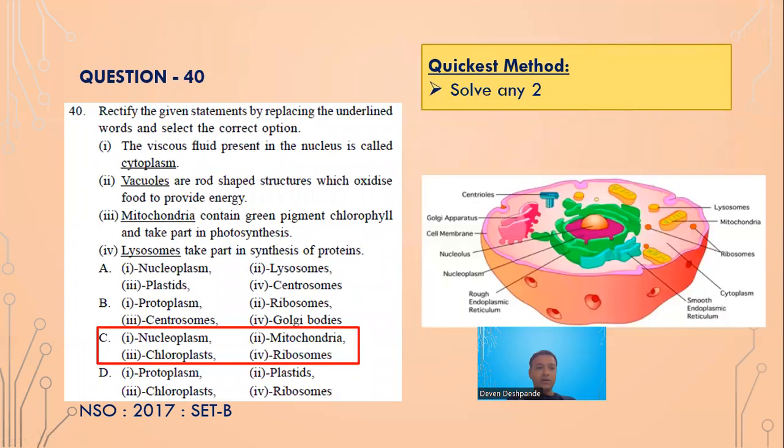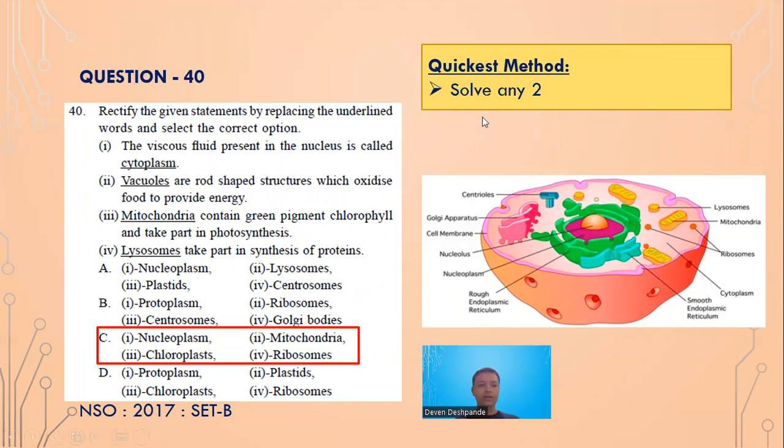Okay, next one. Rectify the given statements by replacing the underlined words and select the correct option. Okay, in such cases, solve only 2, isn't it? The viscous fluid present in the nucleus is called nucleoplasm, isn't it? So this is the nucleus, this green shape, the half hemisphere. It is the nucleus, and in that it is nucleoplasm. This pink color fluid is nucleoplasm.